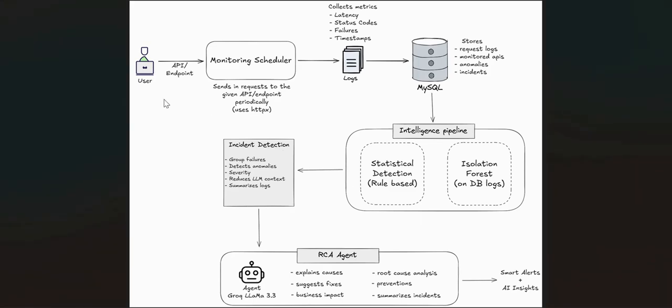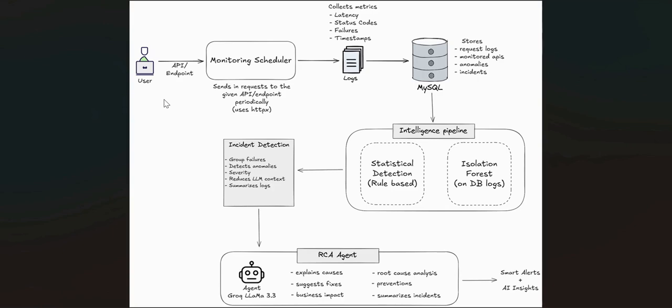This is the complete workflow in which, if the user enters an endpoint and an API, it goes to the monitoring scheduler and it sends requests to the endpoint periodically, as I already said. It collects metrics, latency, status codes, failures, timestamps, logs, and stores them in a structured format in the MySQL database. It stores the request logs, monitored APIs, anomalies, incidents. Now we go to the incident pipeline.